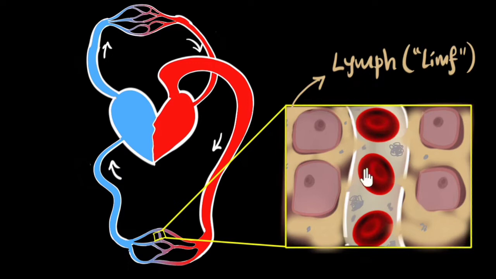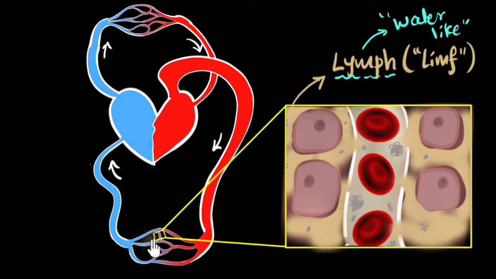So how is lymph different than blood? Well, lymph does not have RBC in it, right? And as a result, lymph is pretty much colorless, okay? In fact, the word lymph comes from the Latin, which means water-like. Water-like. And why is it called water-like? Because it is pretty much colorless.